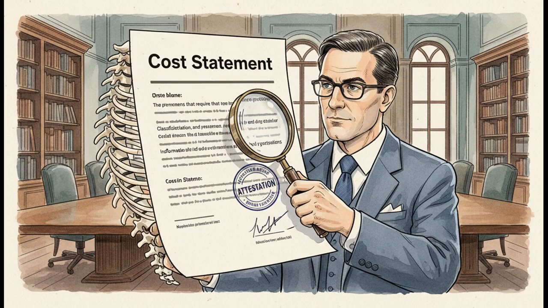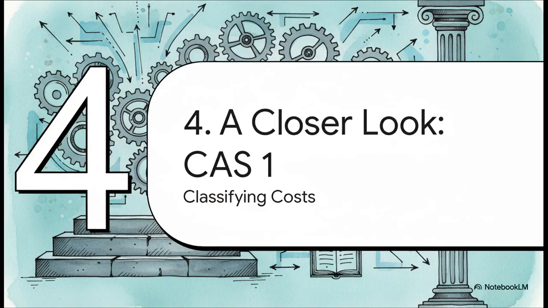So when do you actually have to apply these standards? The rule of thumb is this. If you're putting together a formal cost statement, something that needs to be classified, presented, and disclosed properly, you've got to follow CAS. This is especially true if that statement needs to be attested or certified. In those cases, it's non-negotiable. It's what gives the report its credibility. All right, to really bring this home and make it less abstract, let's zoom in on the very first standard, CAS 1.